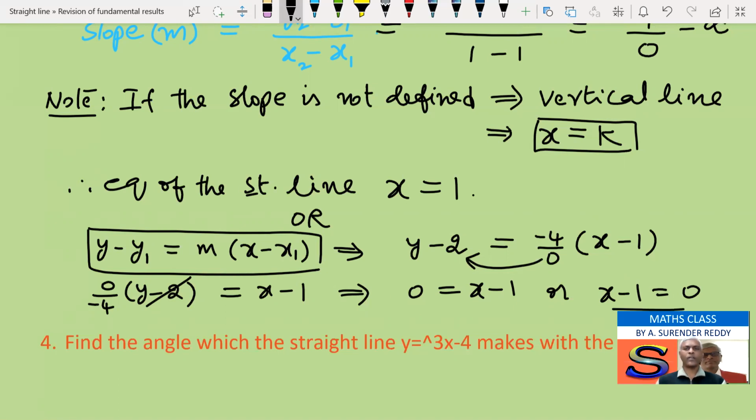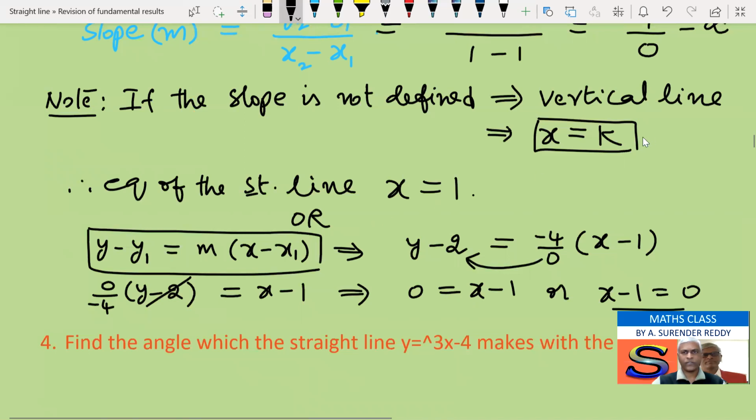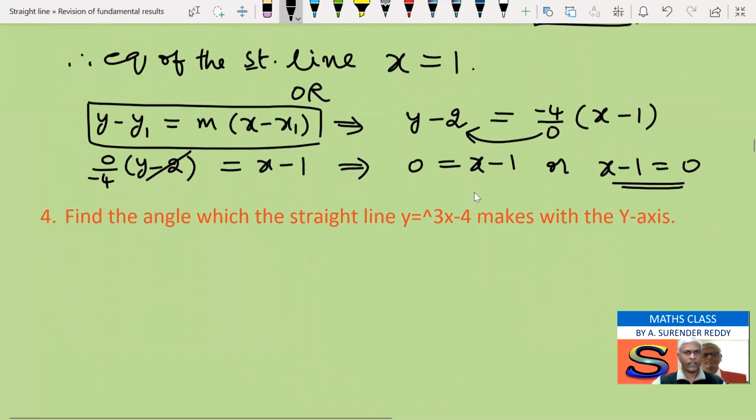By using the formula also you can find, or if you know that if the slope is not defined, then it is a vertical line, that is x is equal to k form. So the x coordinate is 1, so x is equal to 1 is the equation of the line.